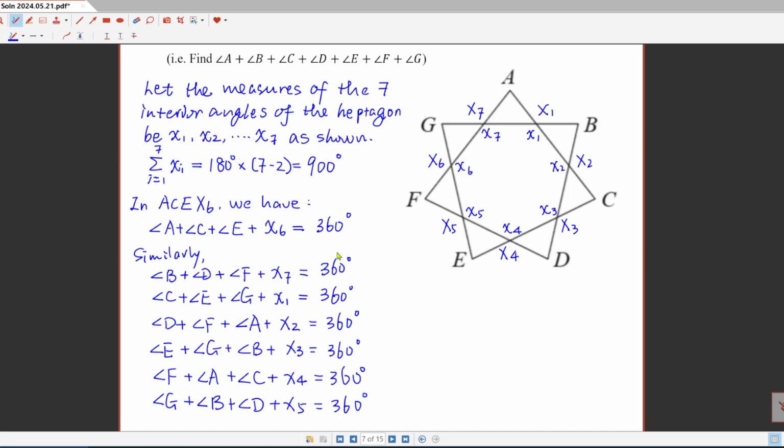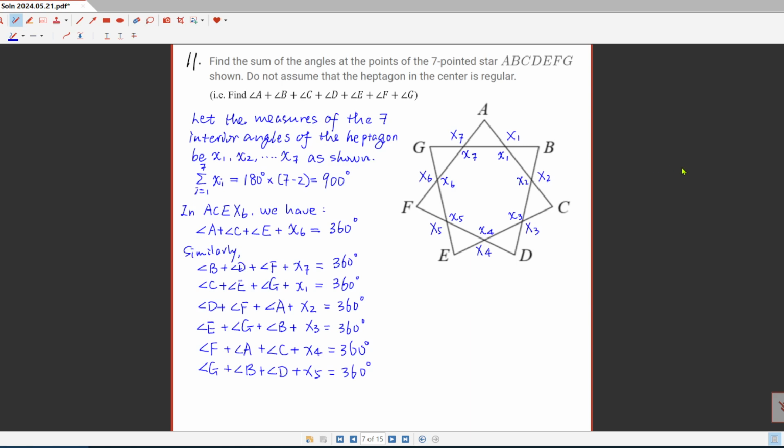Okay, so basically we have x1 to x7, 7 unknown quantities and 7 equations, which means we can solve these 7 unknown quantities, right? So for example, if we call them equation number 1 to number 7, we could sum them up, right?